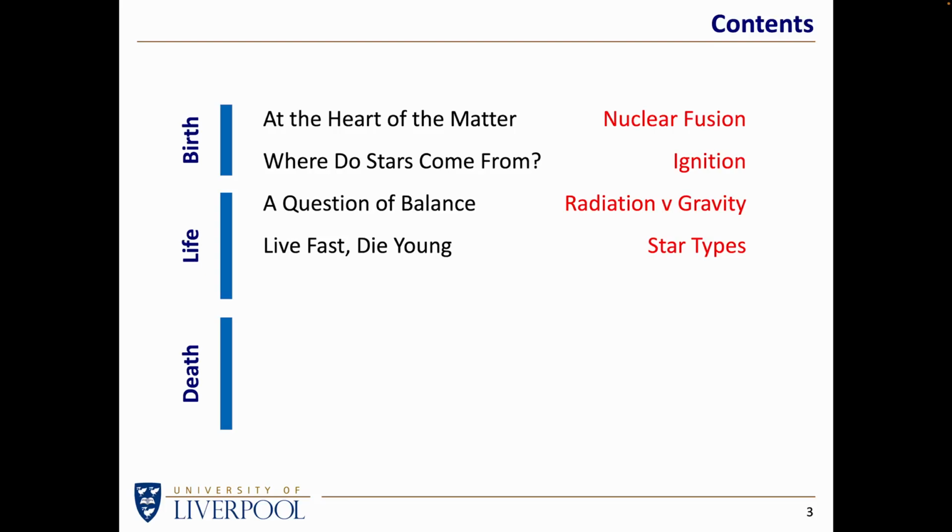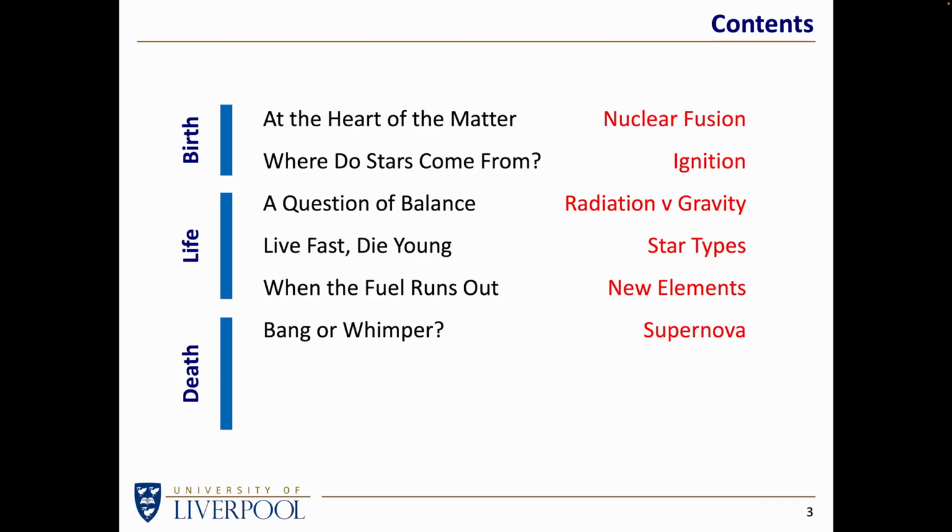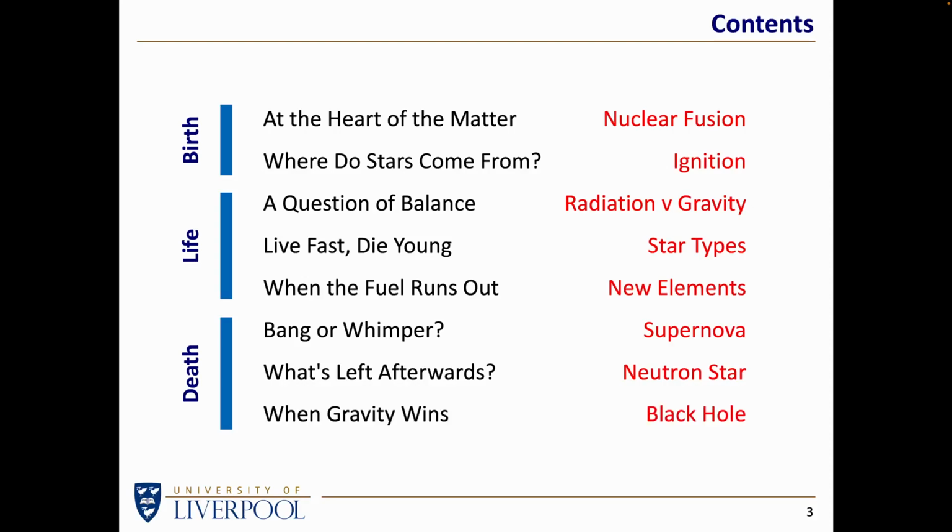Some of the massive ones live fast and die young, for instance. And we'll ask what happens when stars come towards the end of their lives. And when stars do die, do they go with a bang or with a whimper? And what's left afterwards once a star has died? And we'll just finish with thinking about when gravity wins, a star may become a black hole.